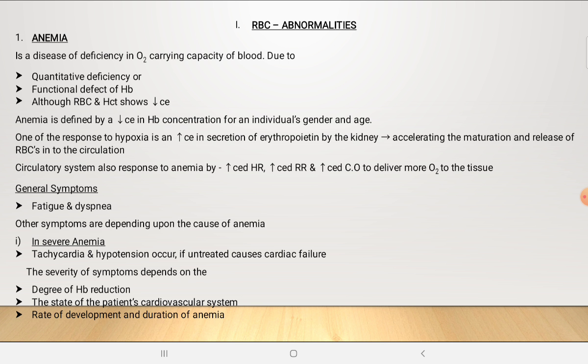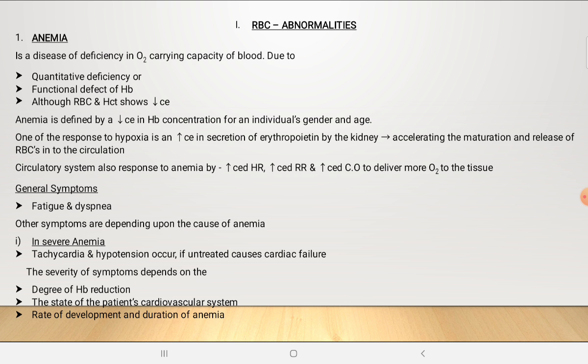One of the responses to hypoxia is an increase in secretion of erythropoietin by the kidney, accelerating the maturation and release of RBCs into the circulation. So, if your oxygen level decreases in a case of hypoxia, what happens? Your body increases the secretion of erythropoietin by the kidney, thereby stimulating the bone marrow to accelerate maturation and release of RBCs into the circulation. So, hypoxia is also a triggering factor for increasing RBC production and release into the circulation.